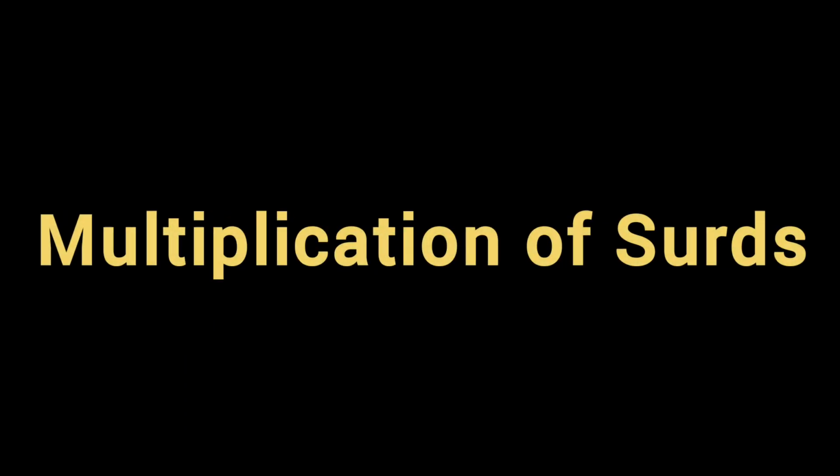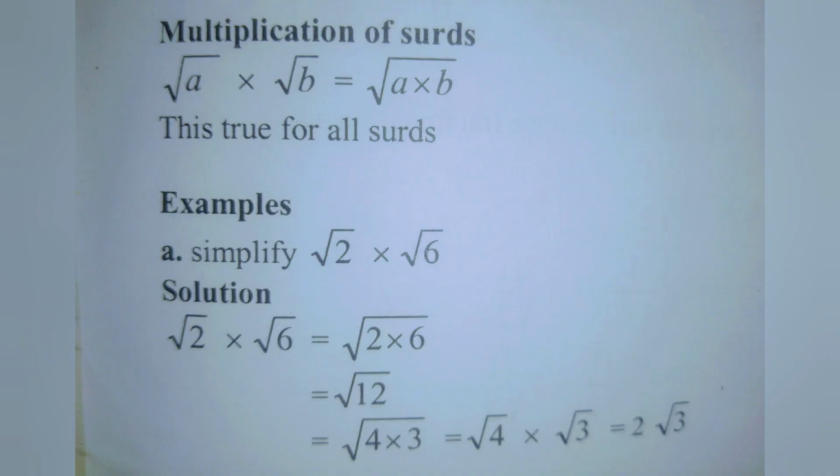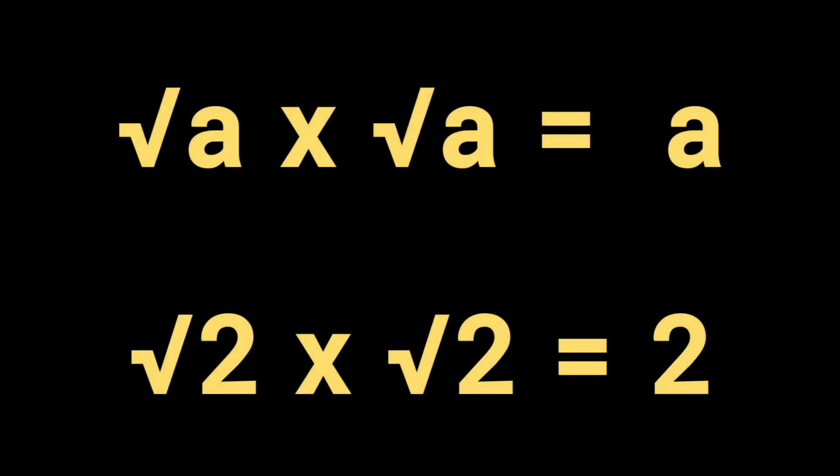Multiplication of surds. Square root of a times square root of b is equal to square root of a times b. This is true for all surds. Note, root a times root a equals a. That is, root 2 times root 2 equals 2.